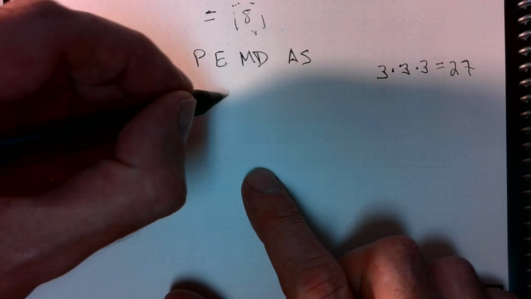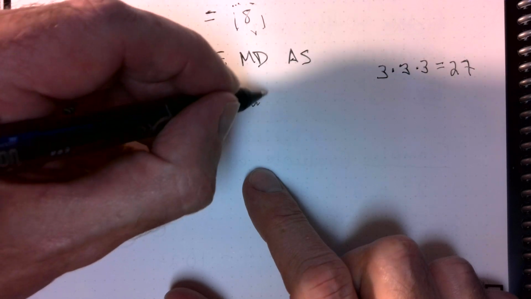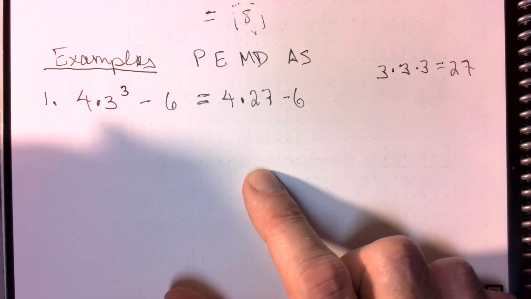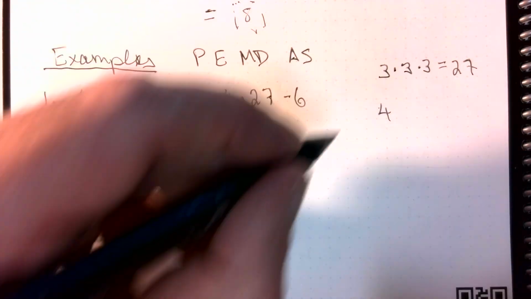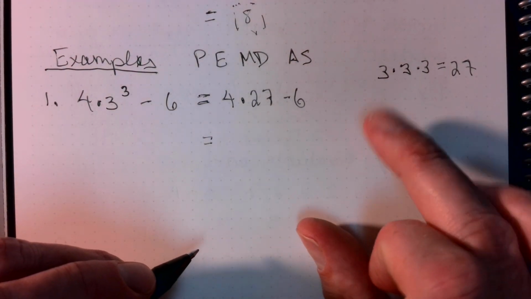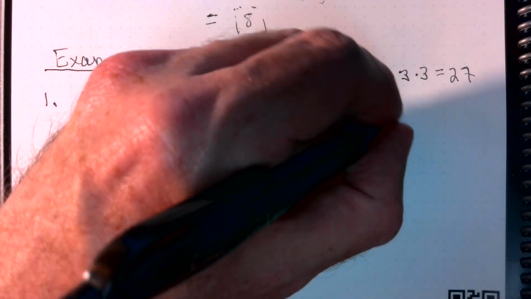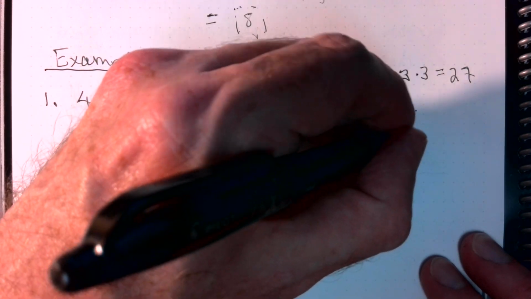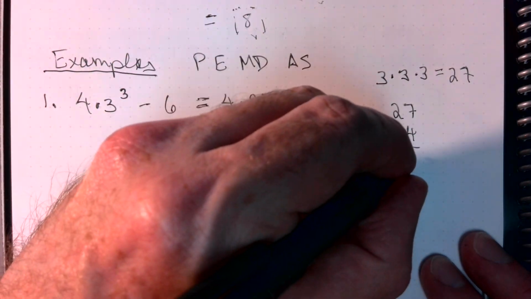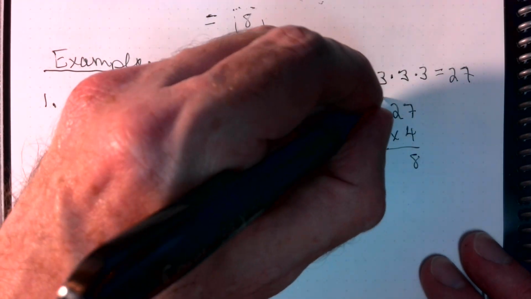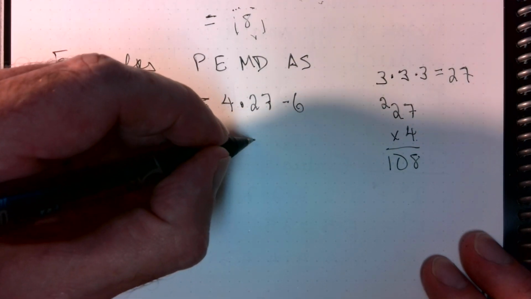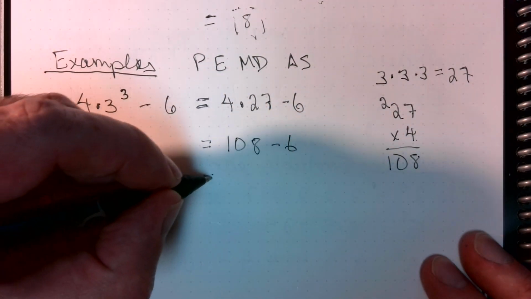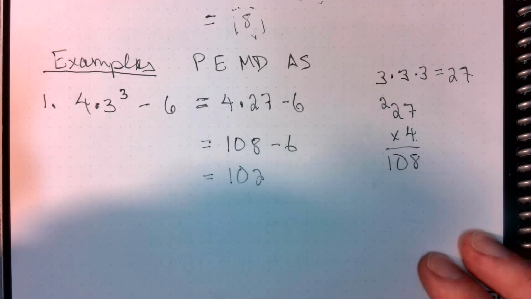So this is 4 times 27 minus 6. Now 4 times 27, let me do a little calculation over to the side. It's probably easiest if I do this vertical. So I'll do 27 times 4. 7 times 4 is 28. Carry the 2. 108. 108 minus 6 gives me 102.